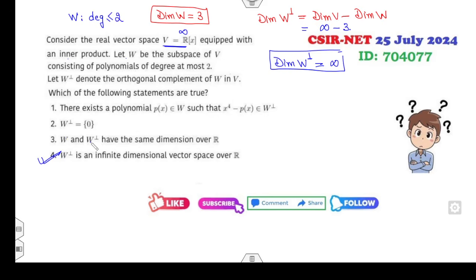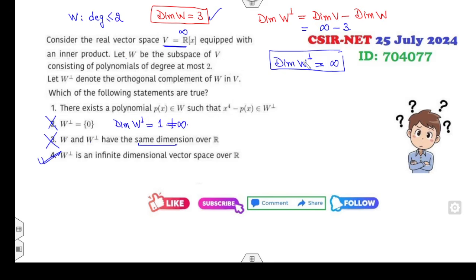W and W orthogonal complement have the same dimension. That's wrong, because the dimension of W is 3 and the orthogonal complement is infinity. Similarly, if it were true, then what would be the dimension of the orthogonal complement? 3, which is not infinity.